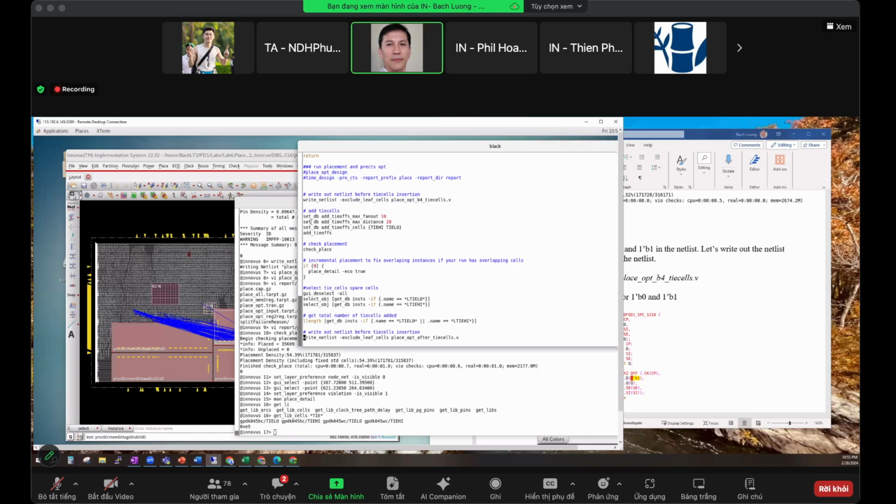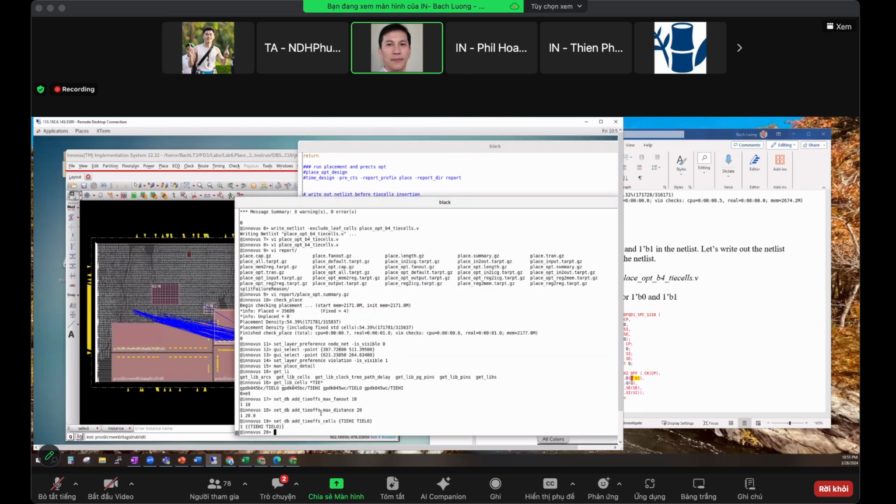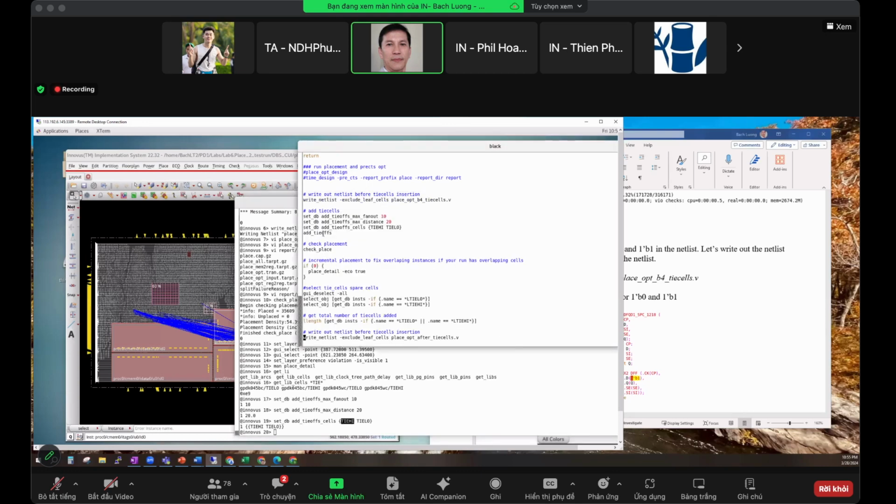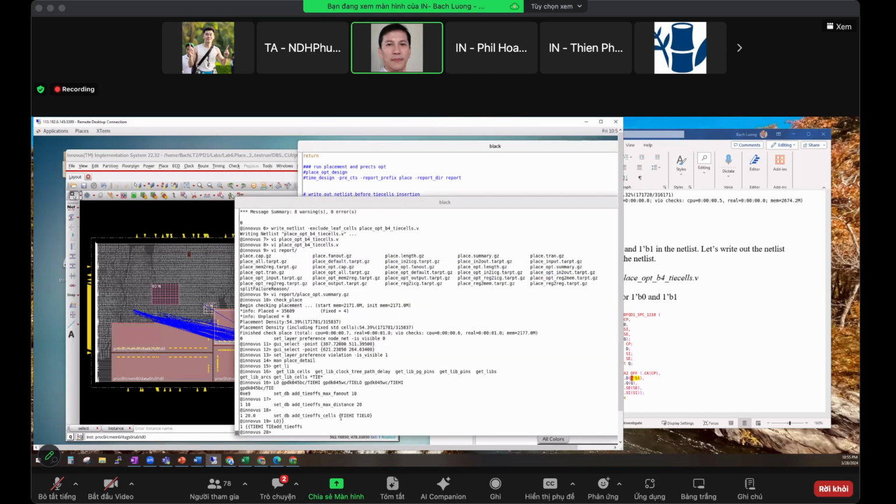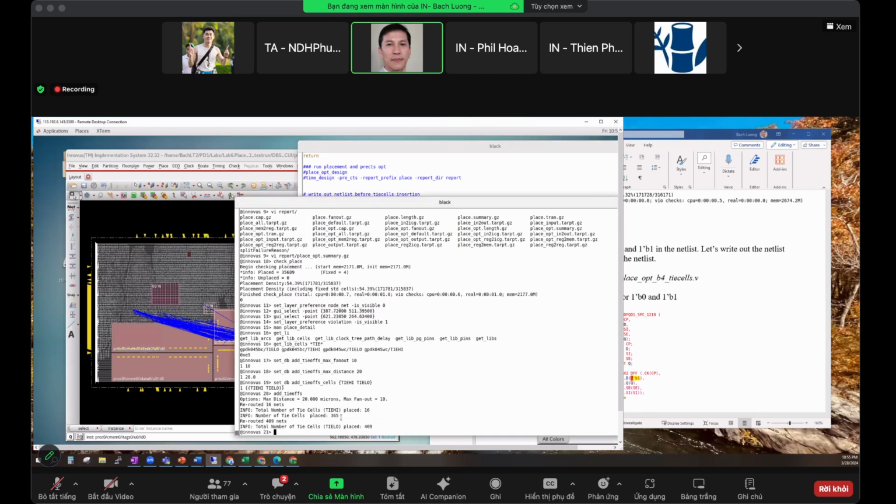Okay. So I'm gonna go ahead and do this. If you do it again, it just overrides. So if you do the same command again, it overrides the previous setting. It will retain the last setting. So now I can just do add tie cell. Okay, so it said it added a total of 409 cells.